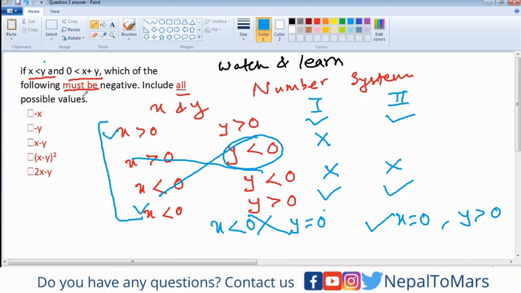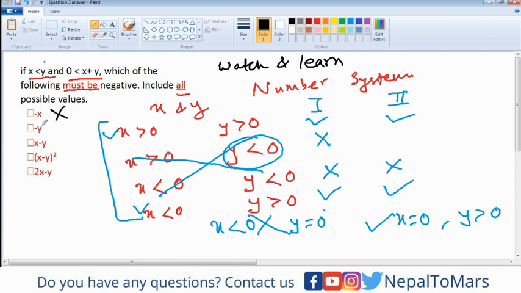In our question we have must be and include all the possible values. That means your value should always be satisfied. I mean, they should be negative in all the cases. If any of the cases is wrong, then it fails. As per our question, we have to find all the possible values which satisfy all three conditions. Let's see, for minus x, in the second condition, if x is less than 0, minus x is greater than 0. That means it won't be fulfilled here, so this won't be there.